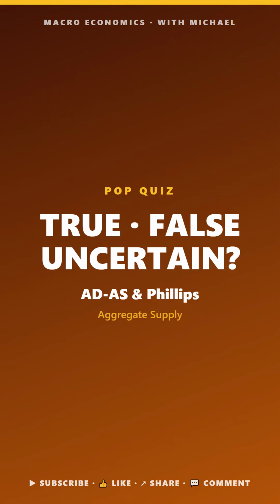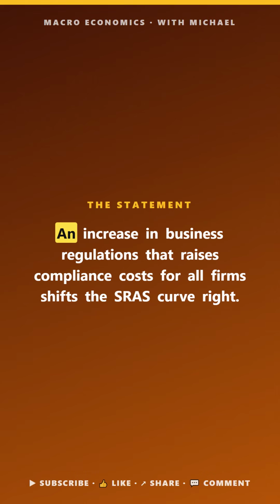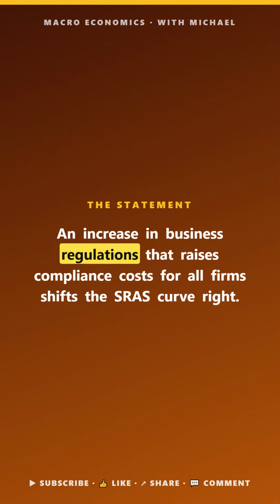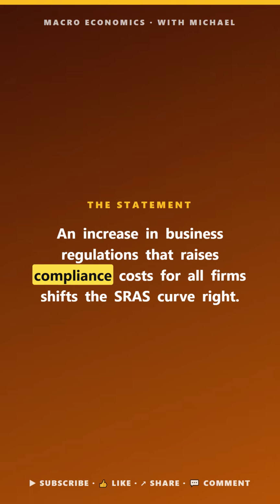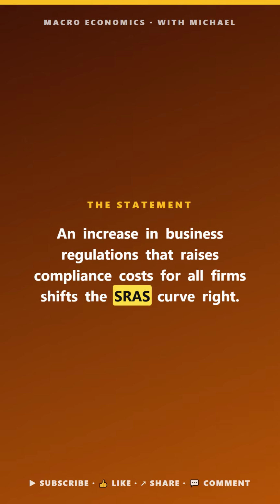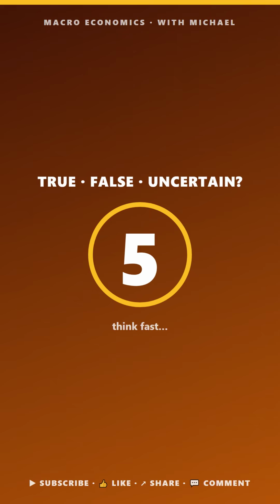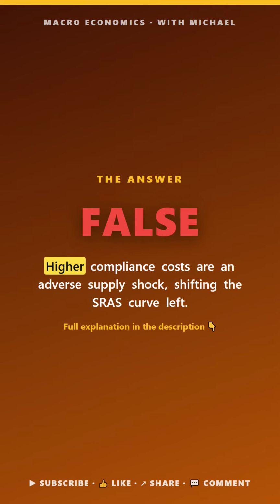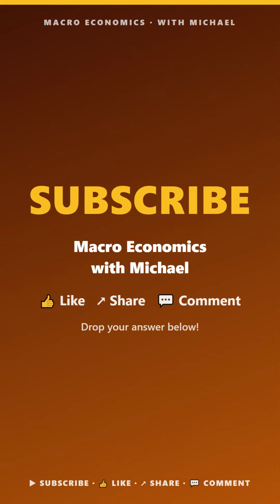ADS and Phillips. True, false, or uncertain. An increase in business regulations that raises compliance costs for all firms shifts the SRAS curve right. The answer is false. Higher compliance costs are an adverse supply shock, shifting the SRAS curve left.